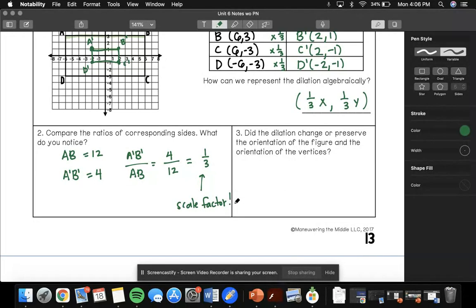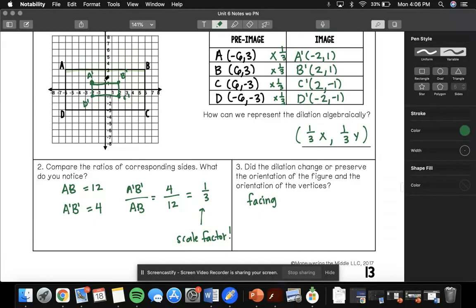Whoa, crazy. Okay. Then it says, did the dilation change or preserve the orientation of the figure and the orientation of the vertices? So orientation of the figure is the way it's facing. Did I change the way it's facing, or does it look like it's facing the same direction? I can just compare AB and A prime B prime. They're both facing up. So it preserved that. It kept it the same.